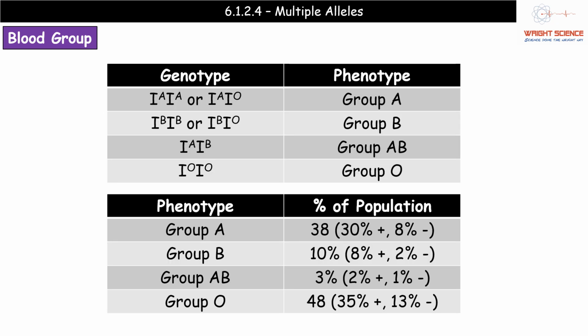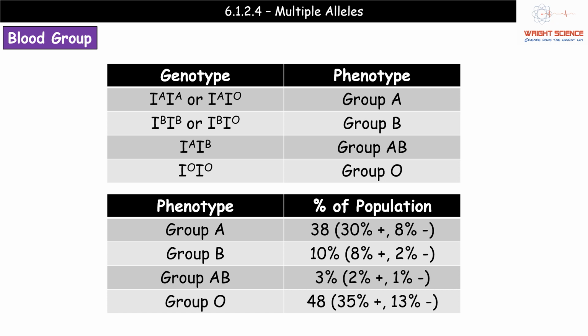So when it comes to the actual genotypes and the phenotype that we then get, this little table at the top just summarises the different combinations of genotypes and their corresponding phenotype. So we can see, first of all, if you've got both IAs, then clearly blood group is going to be A. If we have IA and IO, then IA is dominant to IO, so we're still group A.